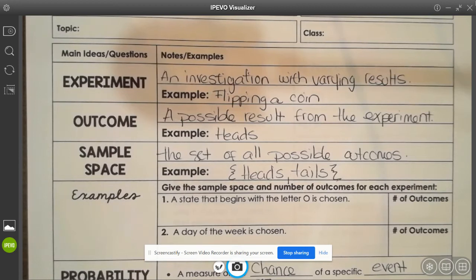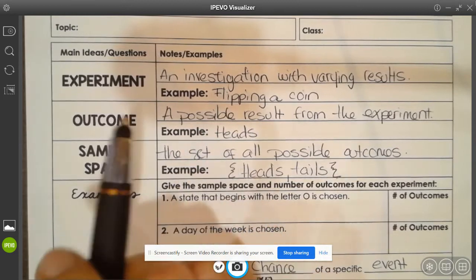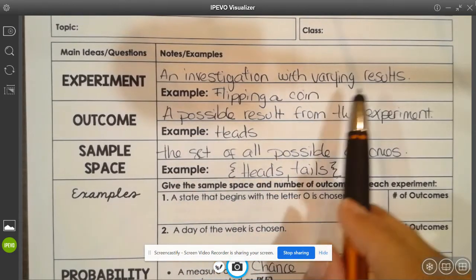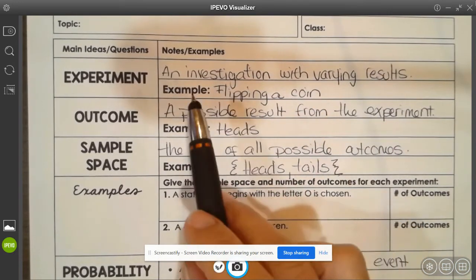Okay, students, so this week we're going to talk about simple probability. You can also see it as basic probability, so like the beginning of probability. So, an experiment. You've heard this from your science class, right? An investigation with varying results. That means that you can have many results, but you're investigating something.